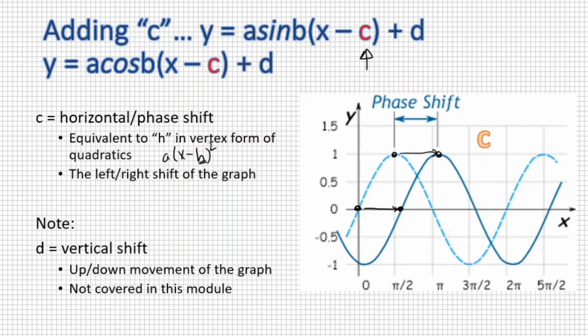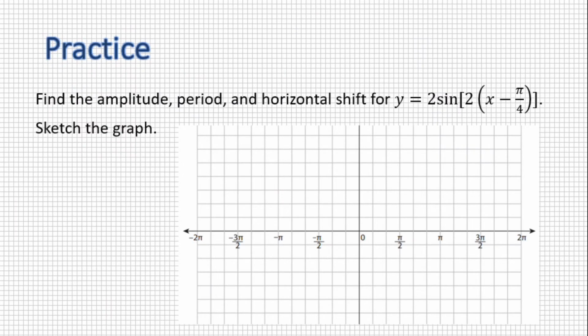We're not going to look at D, which is the vertical shift. That would be if the entire graph had moved up and down and was rotating around a different center like this. But we don't have to worry about that. So let's look at a typical test question. They want the amplitude, the period, and the horizontal or phase shift for this particular equation. Then they want us to graph it. I'll deal with that in a sec, but let's get all the other things.